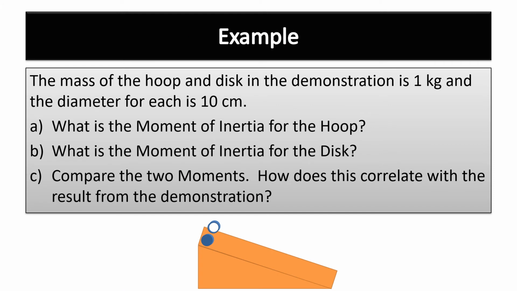So let's do an example. I'm dying to know, what is the moment of inertia? Can we please calculate something? Okay, it says the mass of the hoop and disk in the demonstration is 1 kilogram, and the diameter for each is 10 centimeters. What is the moment of inertia of the hoop?